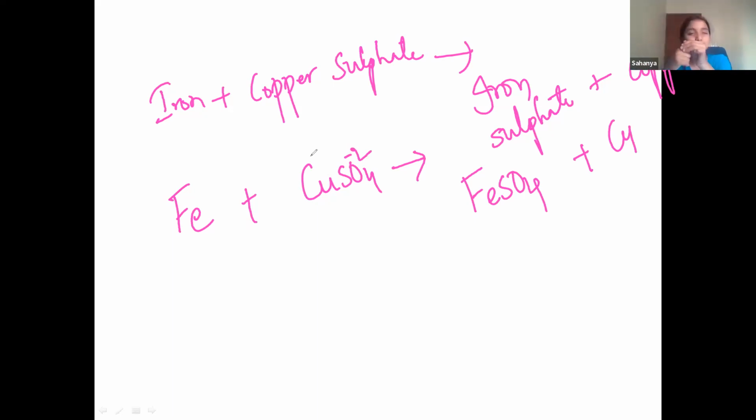Copper is +2. Yes, +2 and -2 will get cancelled. Okay, now we'll balance it. Just tell me now, balancing. You have to tell me, LHS and RHS. Cu is 1.